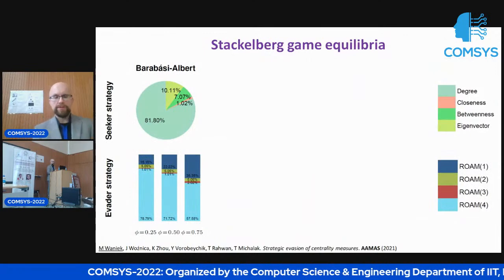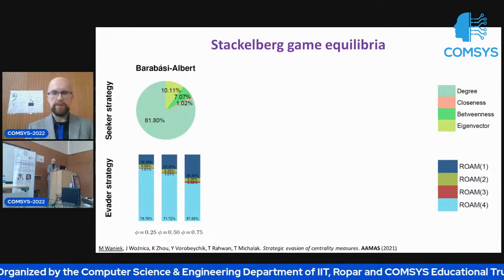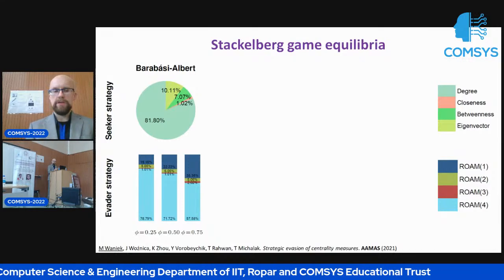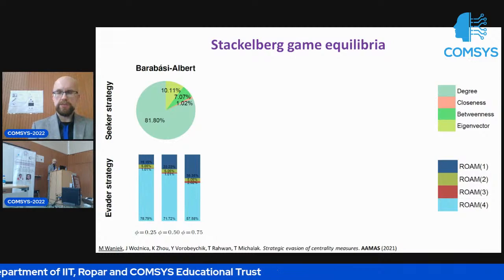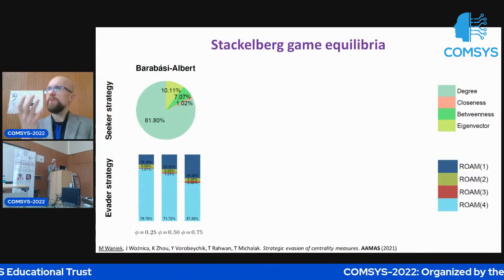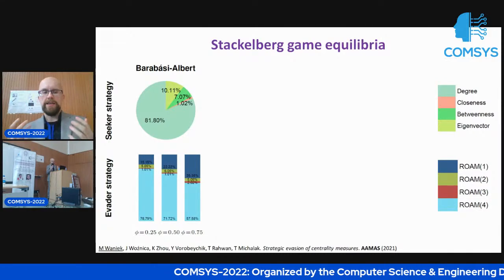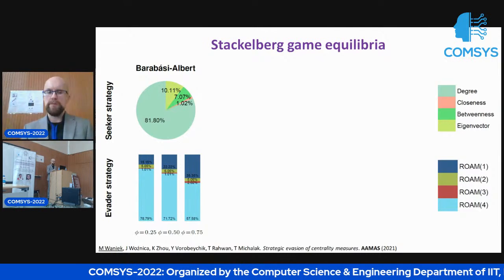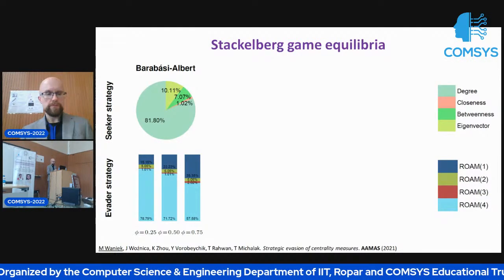So let's see some results. First, these are the equilibria of the Stackelberg game. In the upper row, we can see the mixed strategy of the seeker consisting of different centrality measures. At the beginning, in this particular type of network, which is a Barabasi-Albert network, the seeker selects one of the centrality measures. In this case, we can see that it's mostly degree.